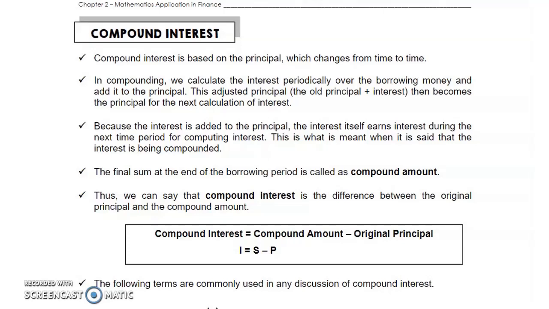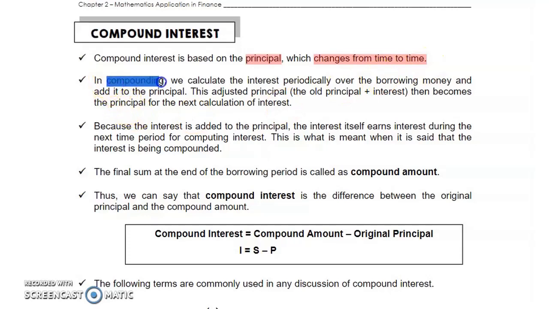Compound interest is based on principal. So we also have the concept of principal here, but it changes from time to time. This is the first difference between compound interest and simple interest. Simple interest is based on the original principal, but for compound interest, the principal changes from time to time.